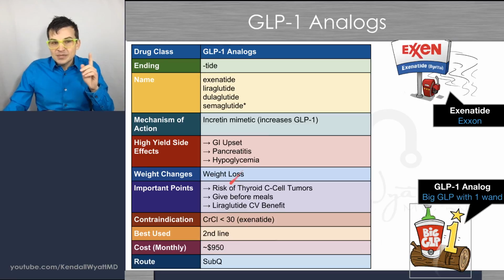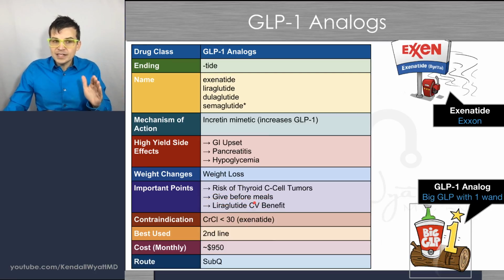Now, with this, some important points you've got to know, because there's several of them for this class of medicines. You have an increased risk of something called C-cell thyroid tumors, or thyroid C-cell tumors. This is specific in patients with something called MEN2 syndrome, multiple endocrine neoplasia type 2. MEN2 is not as important to talk about today, but just remember in general that they can cause thyroid tumors. It's not something that everybody's going to get, but it's just something to be aware of in those types of patients. Wouldn't give it to somebody with MEN2 because they're at high risk for those already. Also with these medicines, they can be usually given before meals.